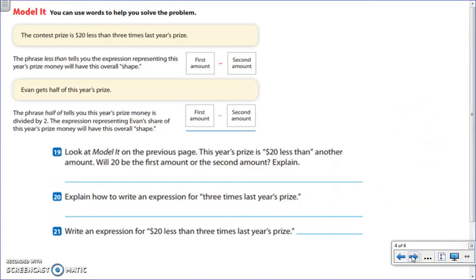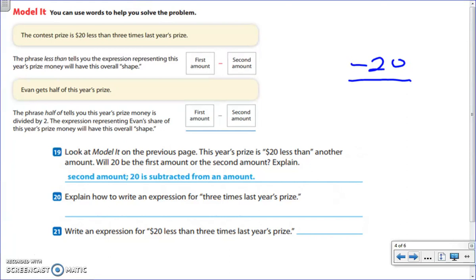It says this year's prize is 20 less than another amount. Will 20 be the first amount or the second amount? And we need to explain that. It definitely needs to be the second amount because whatever it was, 3 times last year's amount, we want 20 less than that. So 20 is subtracted from the 3 times part. The minus 20 definitely needs to be second, not first.